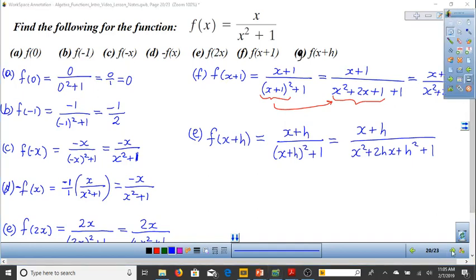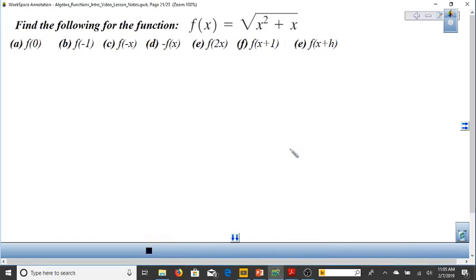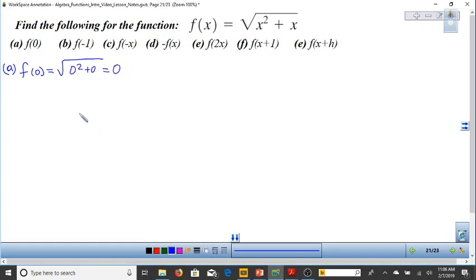Let's go on to another example. This time f of x is equal to the square root of x squared plus x. So for part A, f of 0 is equal to the square root of 0 squared plus 0, and that's just 0. And let me just pause here and remind you that when you're watching this video, I encourage you to try these questions on your own first and then check to see if you got a similar answer to what I got. Let's continue here.